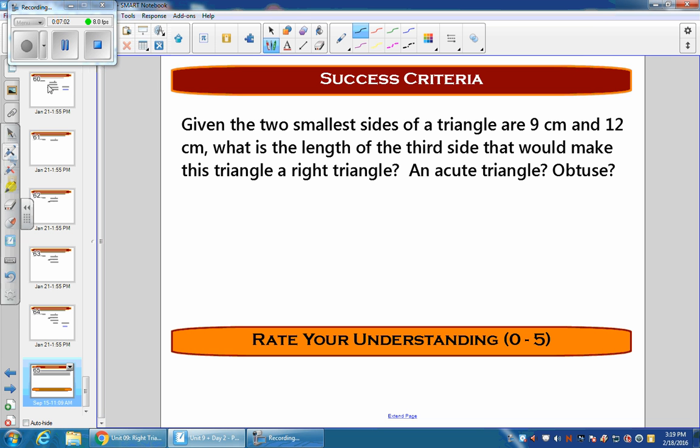All right, now you can do the success criteria and see if you can finish up the homework.